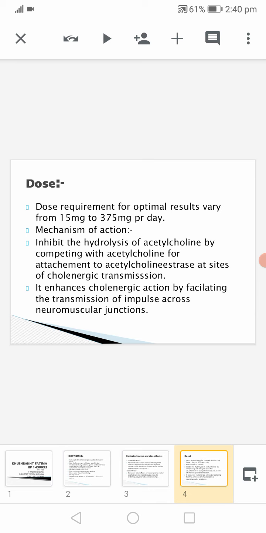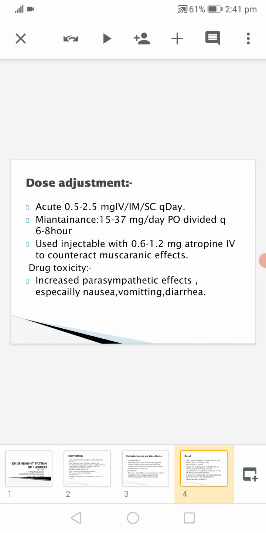Mechanism of action. It inhibits the hydrolysis of acetylcholine by competing with acetylcholine for attachment to acetylcholinesterase at sites of cholinergic transmission. It enhances cholinergic action by facilitating the transmission of impulses across neuromuscular junctions.